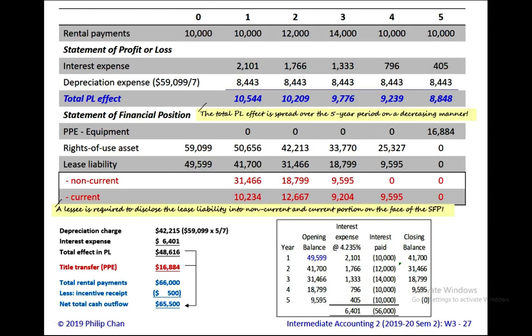Is it easy? Let's go through one more, to make sure you can do it. Let's look at the balance of year 2. The balance of year 2 is 31,466. One year later, after you settle some of the payments, the balance is 18,799. That represents non-current, and the difference between these two is current. And so on and so forth, we apply it this way. Now you better understand the impact, and why lessees don't like this single lease model for lessees.